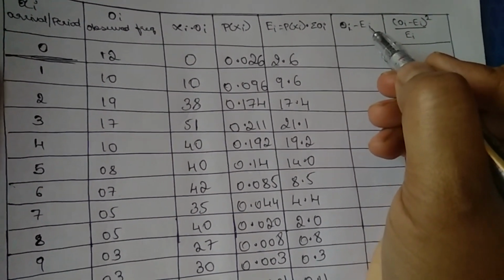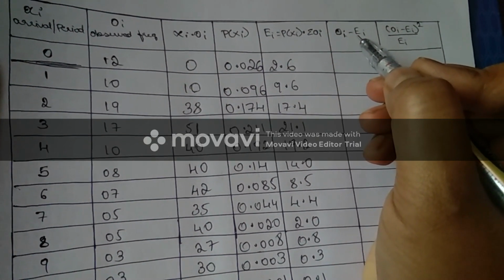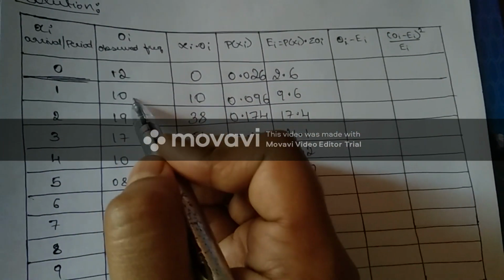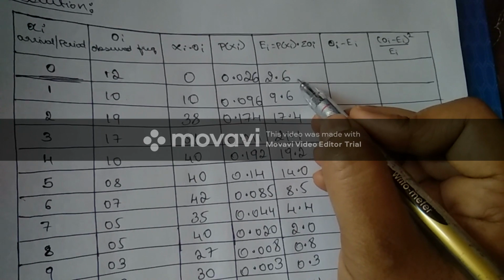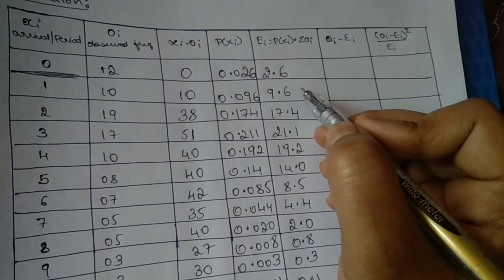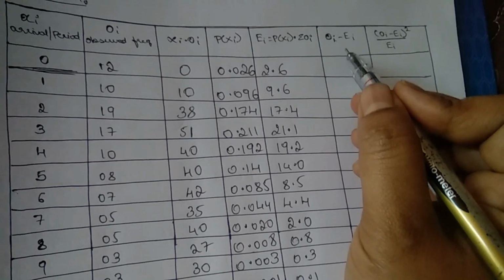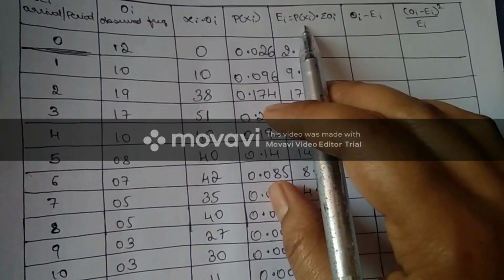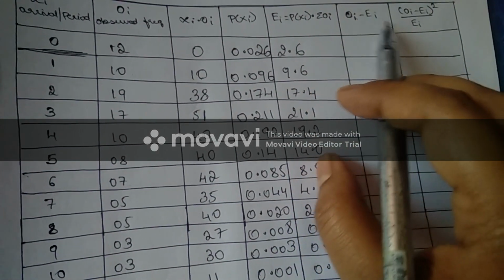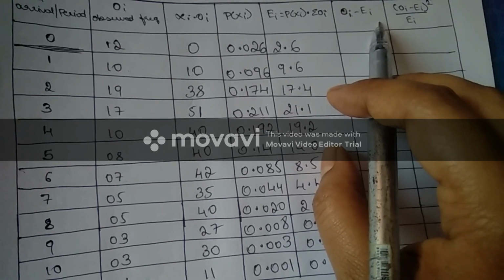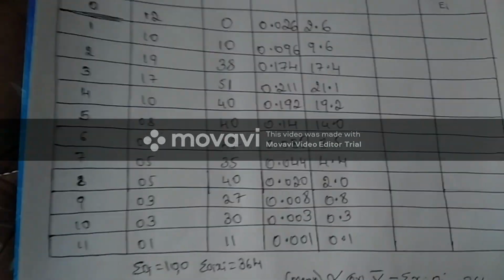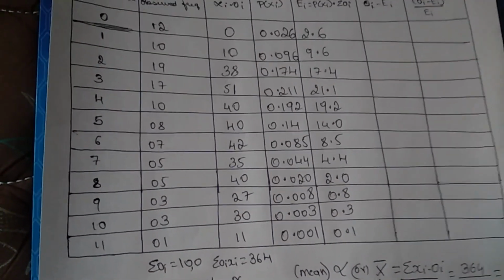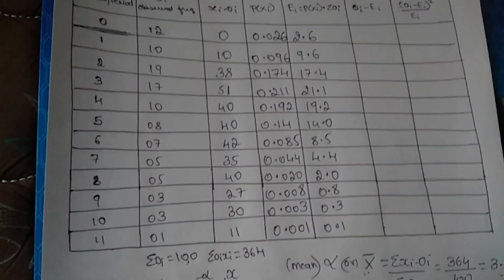Now oi minus ei. What is oi? Oi is your 12, 10, 19. These are oi, and this is 2.6, 9.6. All these are your ei. But before going for this, one more thing you have to do. See here, P of xi. Before going for oi minus ei, you have to find out how many K are there. What do you mean by this K? K means the number of cells or number of class intervals. You have to find it out.